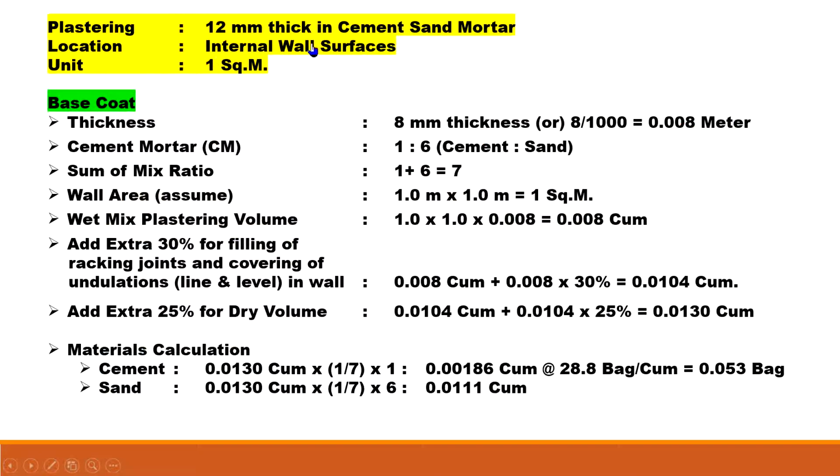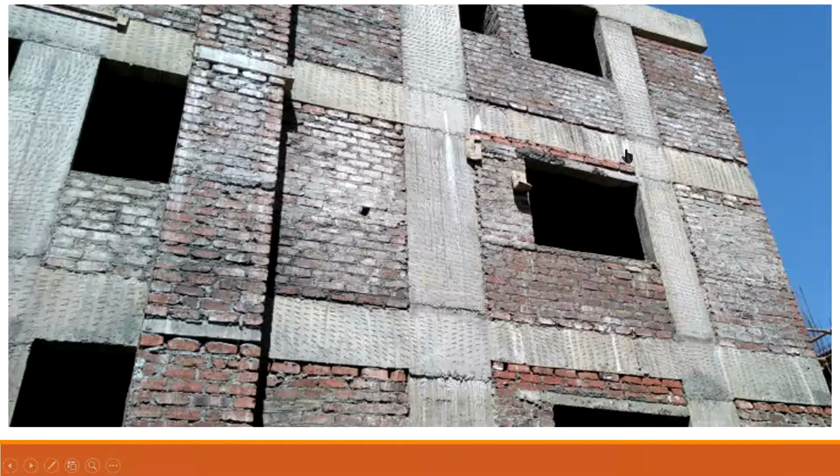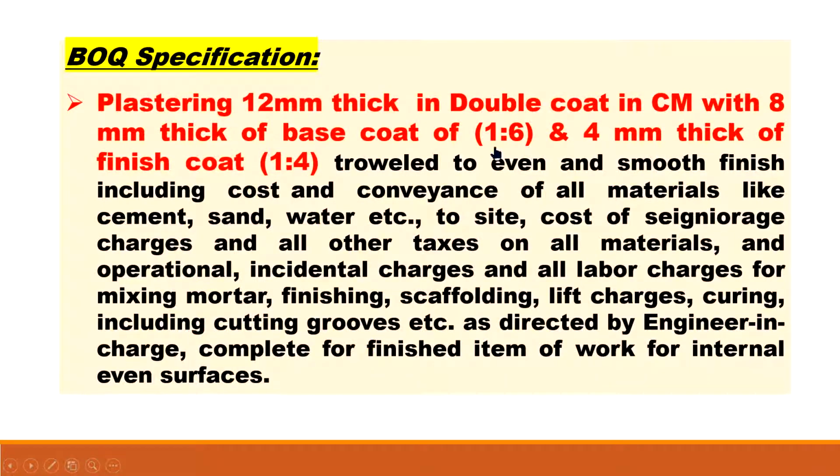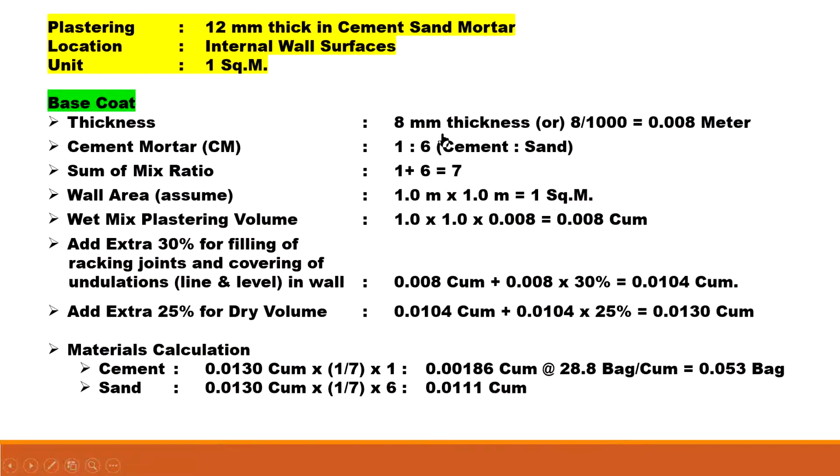Now plastering 12 mm thick in cement and sand mortar. Location: internal wall surfaces, unit: 1 square meter. Base coat, thickness 8 mm, as in the BOQ description, 8 mm thick 1:6. 8 mm converted into meters is 8 divided by 1000, since 1 meter equals 1000 mm, so 0.008 meter. Cement mortar 1:6 proportion, 1 cement, 6 sand. So the sum of the mix ratio is 1 plus 6 equals 7.